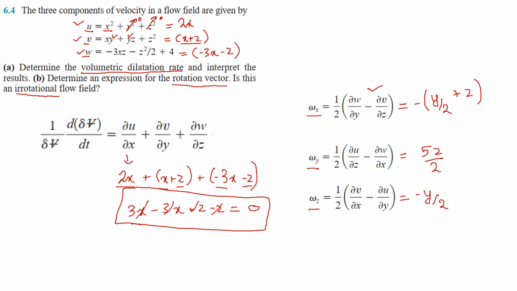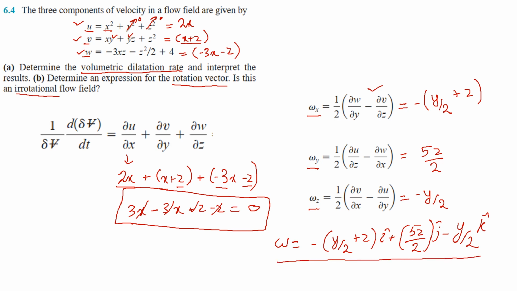So now adding all these, we will get minus y divided by 2 plus z, that is the i unit vector, plus 5z divided by 2 j and minus y divided by 2. Okay. So here the rotation vector is not 0, as you can see. So the flow is rotational in this case.